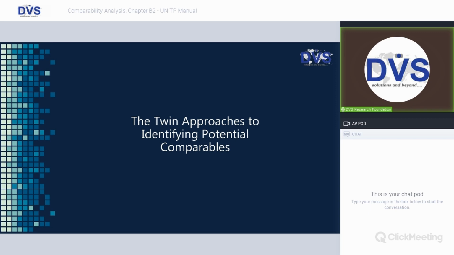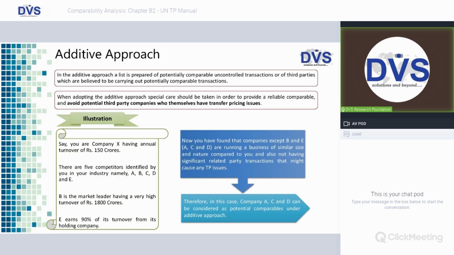other sources of information. The twin approaches to identifying potential comparables. So what are the two approaches, as we have seen, friends? One is the additive approach. In the additive approach, a list is prepared of potentially comparable uncontrolled transactions, or of third parties which are believed to be carrying out potentially comparable transactions. So here there is no usage of a database. But what happens is, in the example we have given, company X is having annual turnover of rupees 150 crores, and there are 5 competitors A, B, C, D, and E.